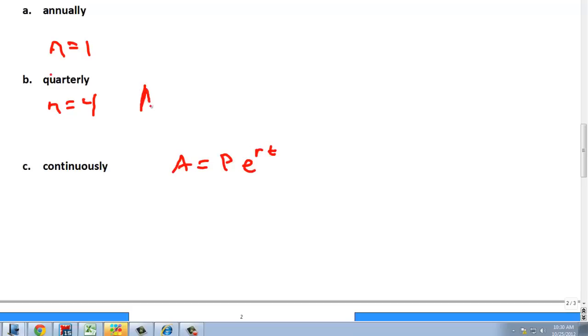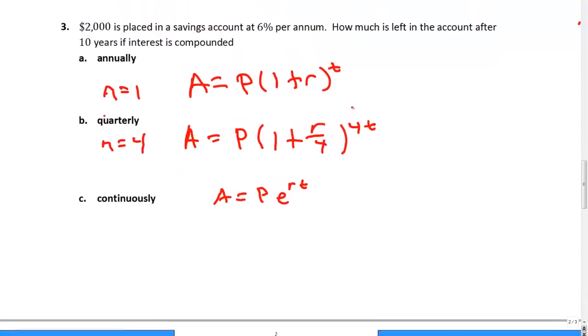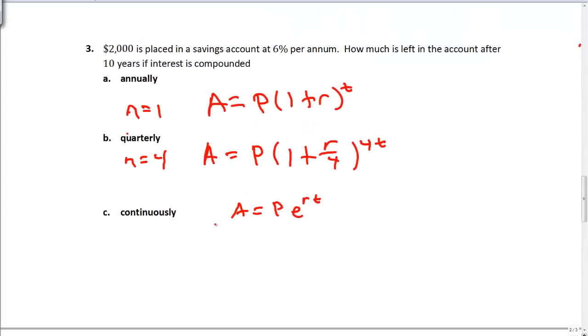Here we're going to use A equals P times the quantity 1 plus R over 4 raised to the 4 times T. And this one, we would use that formula that I developed. So A equals P times 1 plus R raised to the T power. So this was just meant to give you an initial introduction into where the formula comes from. And now you should be in shape to go and substitute in values that are given and find the value that is unknown.